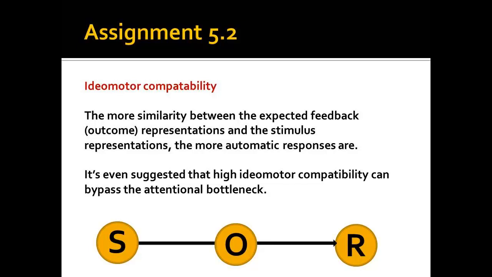For example, tasks with spoken stimuli, which require spoken responses, can lead to very quick processing, because the stimulus is the same as the feedback that the brain gets after its response. In both cases, there's something being spoken out loud and something being heard. So the more we get those two things, the stimulus and the expected feedback from our response, to overlap, the higher the situation is set to be ideomotor compatible.